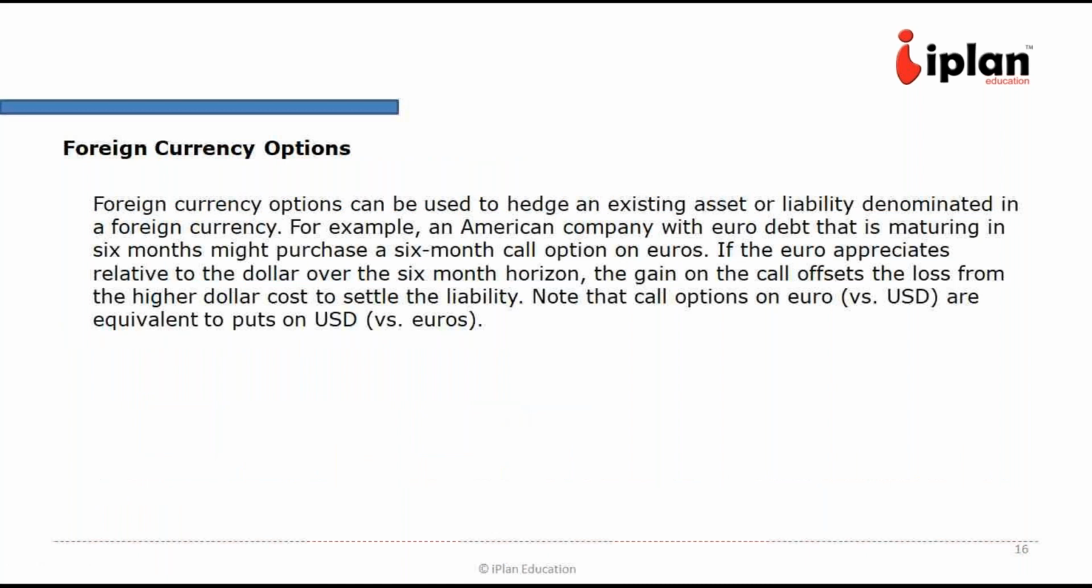Now, then we have foreign currency options. Now, foreign currency options are denominated and traded just like normal equity options. And you have the right to buy a foreign currency, but no obligation to buy. So it says the foreign currency option can be used to hedge an existing asset or liability denominated in a foreign currency. So most of the time banks use it a lot, and exporters also use it.